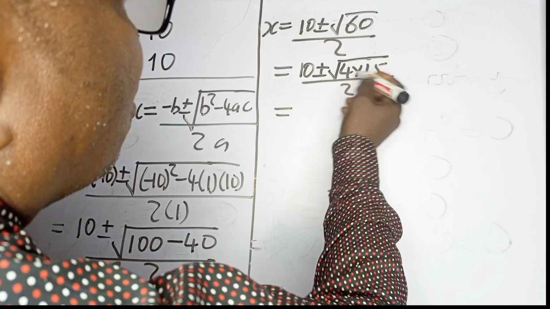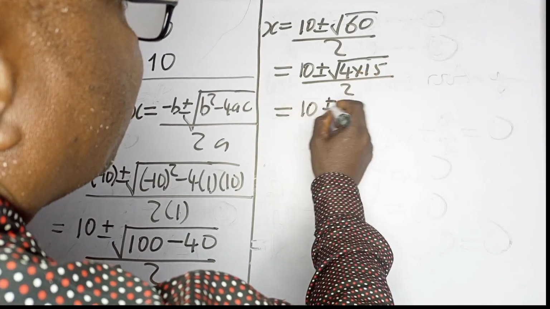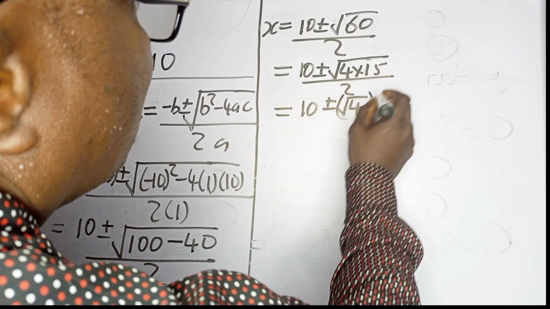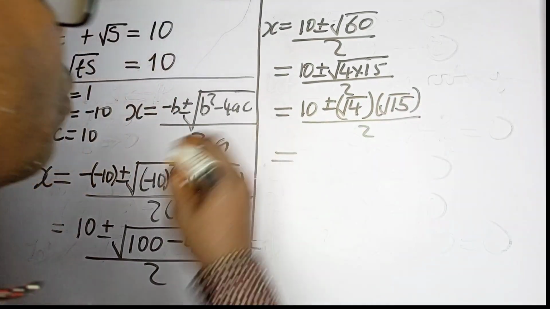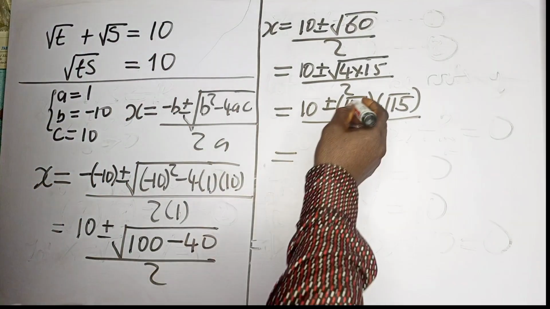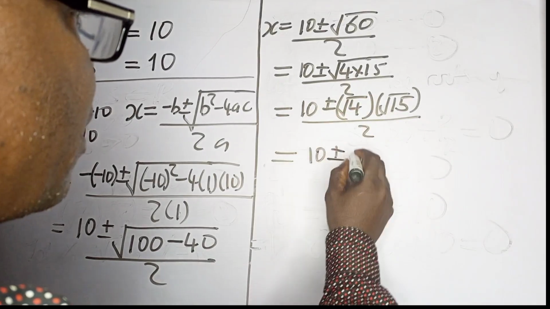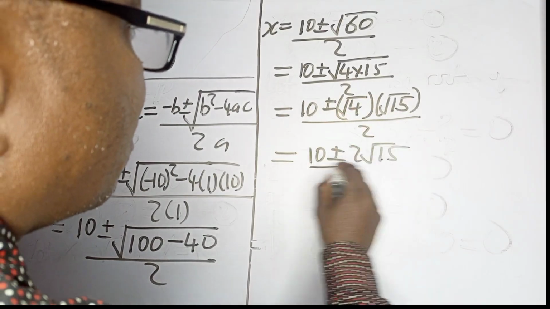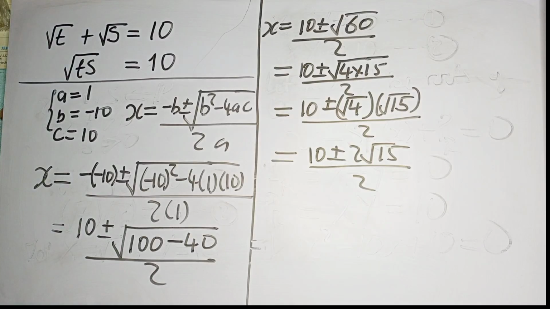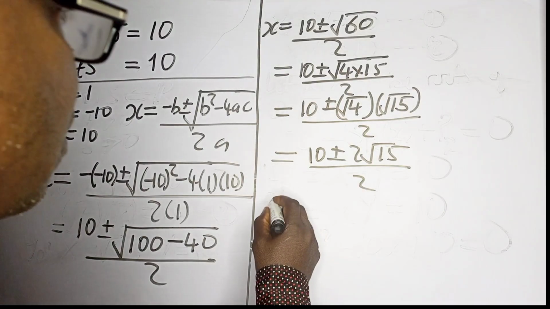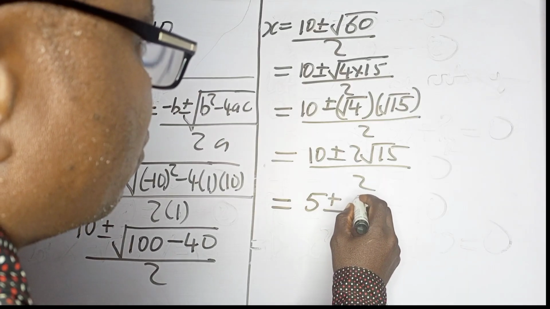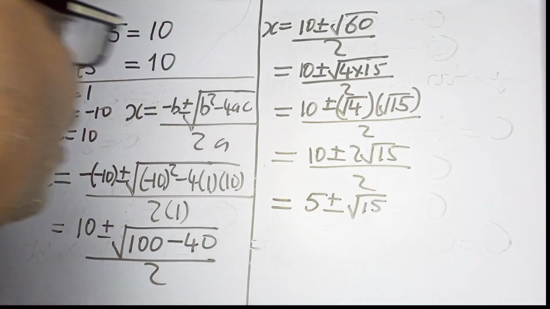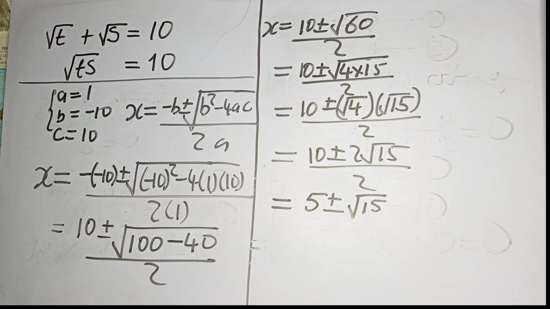Okay, applying the laws of surds here, we have 10 plus or minus the root of 4 times the root of 15, all over 2. The root of 4 is 2. So we have 10 plus or minus 2 root 15, all over 2. 2 is common in the numerator and the denominator. So this gives us 10 divided by 2, which is 5, and 2 divided by itself, which is 1. So the roots are x equals 5 plus or minus root 15.